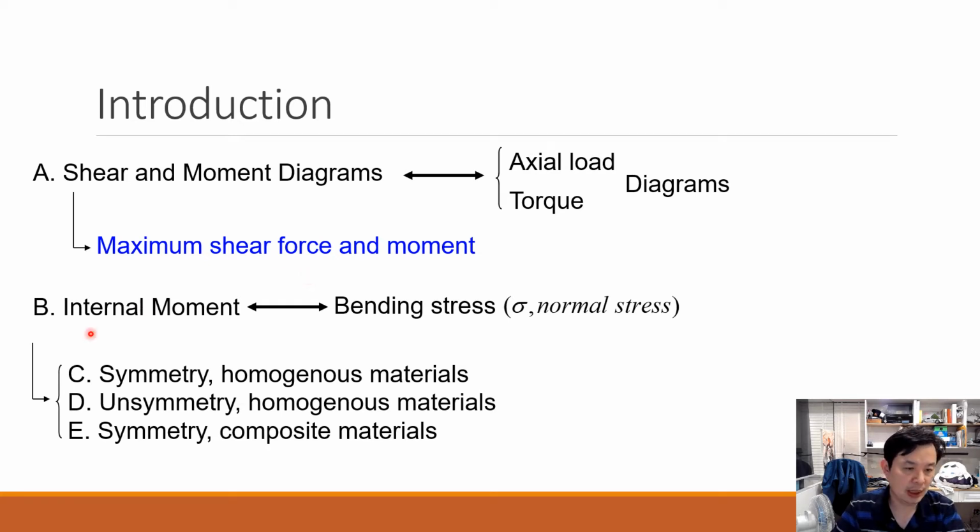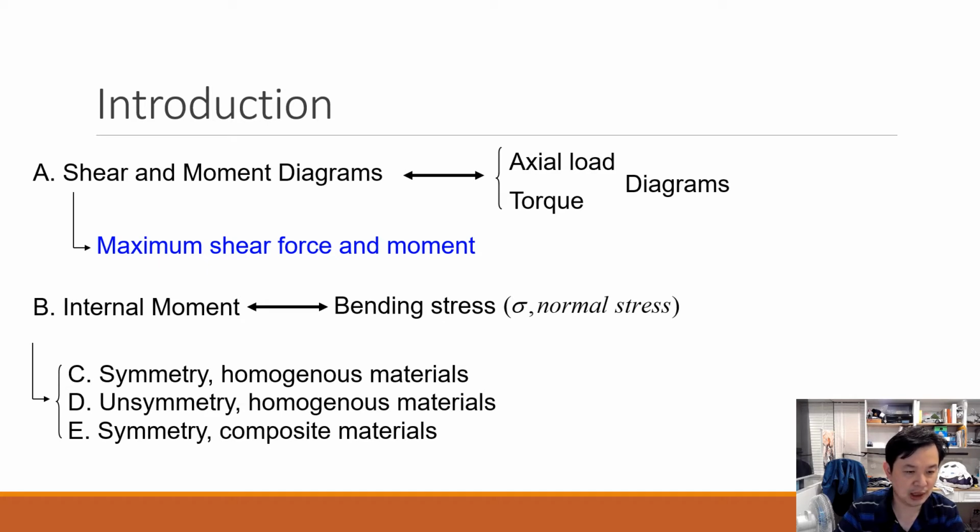So next one. After we know the maximum shear force and maximum moment, a special moment in this chapter, we need to use this internal moment to derive the corresponding bending stress. Note that bending stress is the so-called normal stress. After we learn the basic skill to derive the bending stress, in topics C, D, E, we'd like to find some special skill to solve some special geometry, some special material composition.